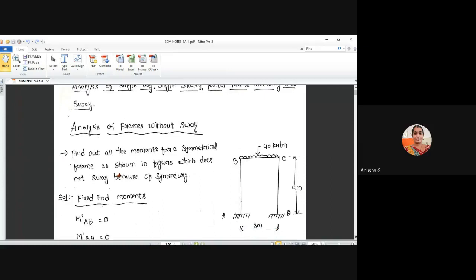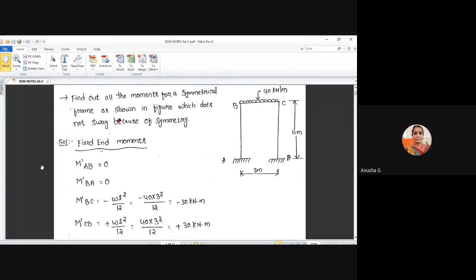Step one, you have to find the fixed end moments. Step one, fixed end moments. MAB and MBA are 0 because no load is acting on AB. Similarly CD and DC are also equal to 0 without loading. Next you have to calculate MBC. Due to the loading, fixed end moment MBC equals minus WL square by 12. Substitute the values: W is 40, L is 3. Then we will get the value of minus 30 kilonewton meter.